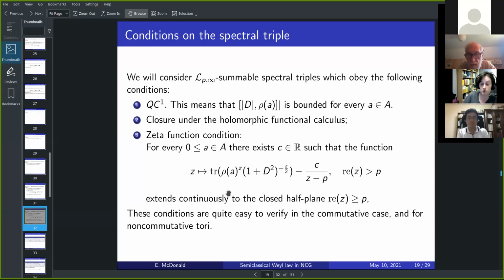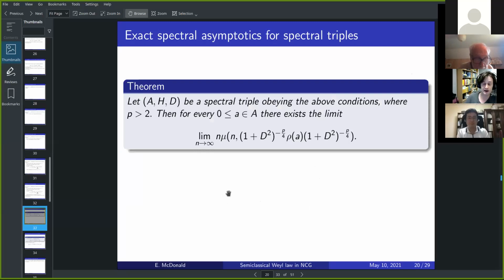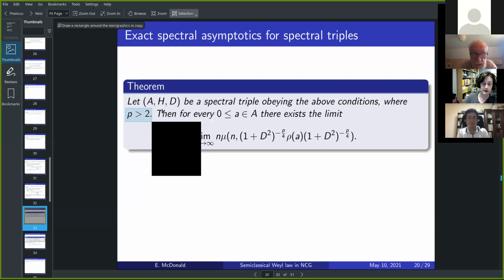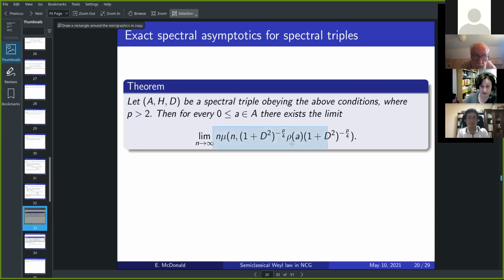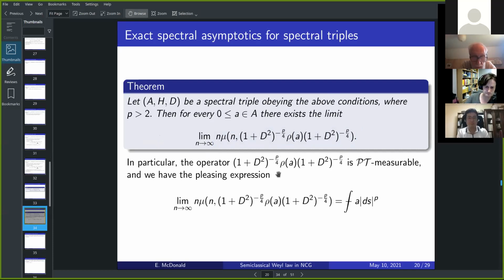Okay, so suppose you have those conditions. And suppose the dimension p is bigger than 2. Then, for every positive element of the algebra, the limit exists. This limit exists. You don't need to take a singular trace. But if you do take a singular trace and you use the same notation as before, then you get the following very pleasing formula. I like this.